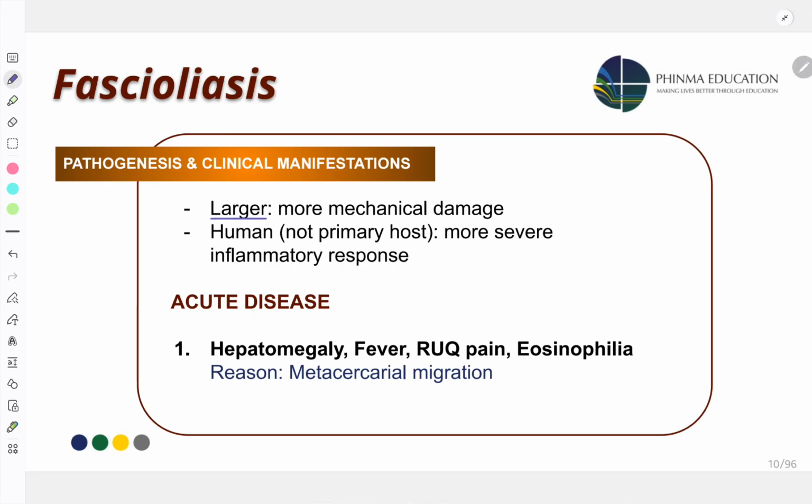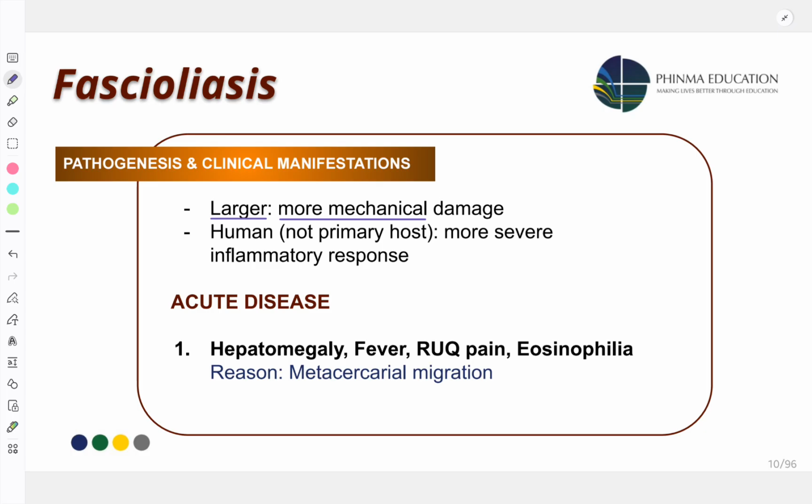Remember, Fasciola species are very big. So the pathogenesis is more mechanical. What does mechanical damage mean? It is more on their migration, during their movement. They're really big, so every time they move, they damage the parenchyma, or the functional cells, of your liver.